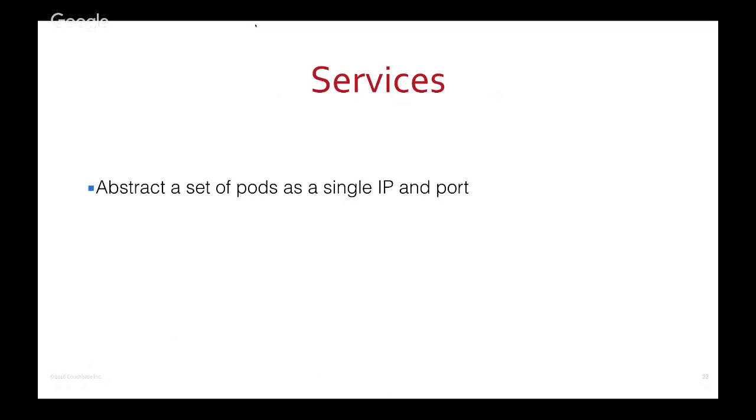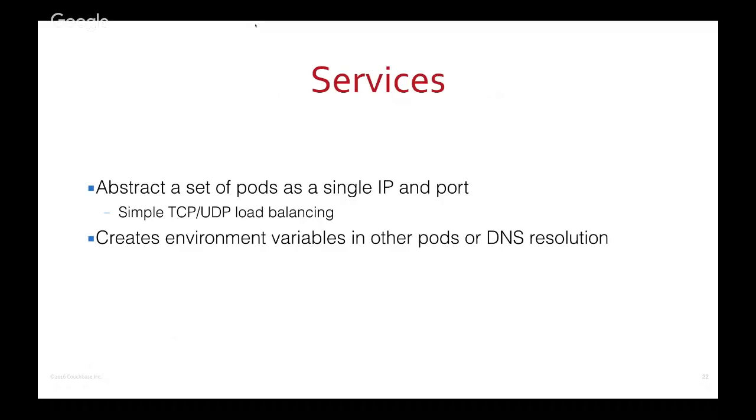Services. As we talked about, a service abstracts a set of pods as a single IP and a single port. So it's a referenceable name that your app can access. It provides simple TCP/UDP load balancing. It uses environment variables in other pods. Either that is one way you can access it, or DNS resolution, where you give it a service name, and a DNS name resolver running within Kubernetes resolves the name very easily. And as we said, it's a stable endpoint for pods to reference.